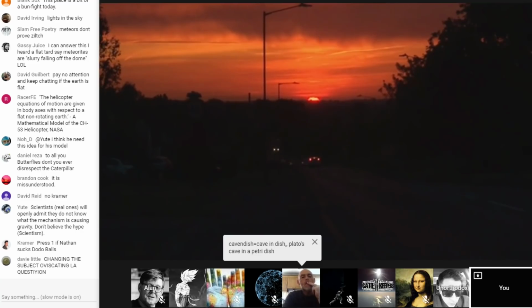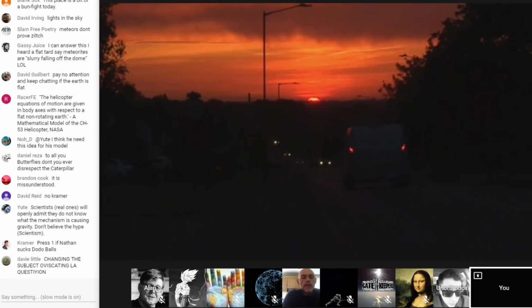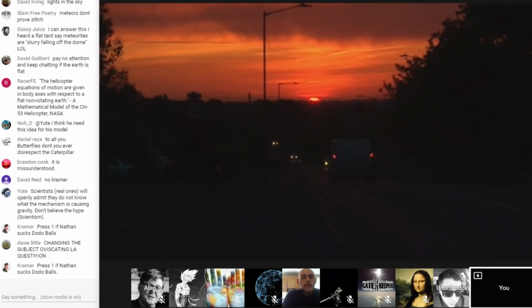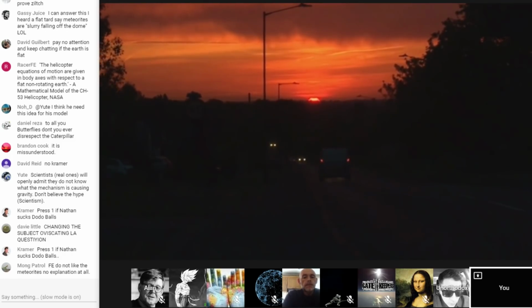I'm trying to understand. He's got balls hanging from a shed. How does he take away the Earth pulling on those balls, the gravity of the Earth?